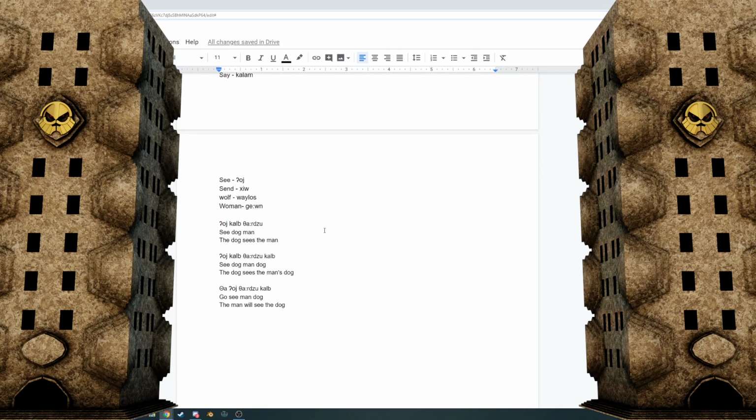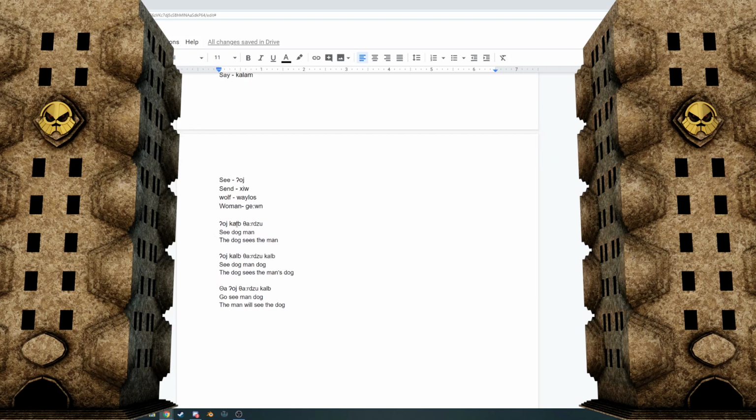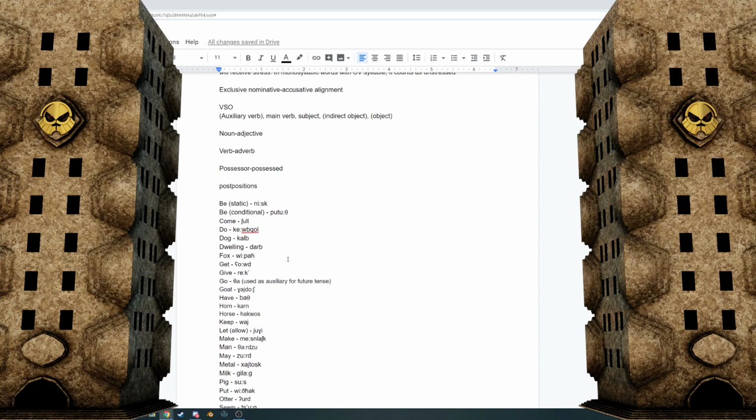So when last we left it off, we had some basic word order stuff done. Verb, subject, object was our basic word order. Auxiliary verbs come before main verbs. Indirect objects come after subjects and before objects. Okay. Noun, adjective. Sorry. Verb, adverb. Possessed, possessor. And we're going to have postpositions. Okay.